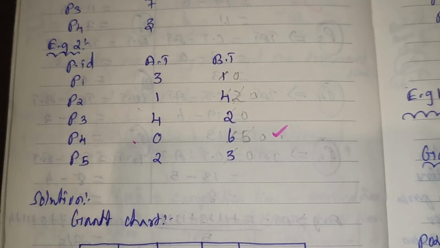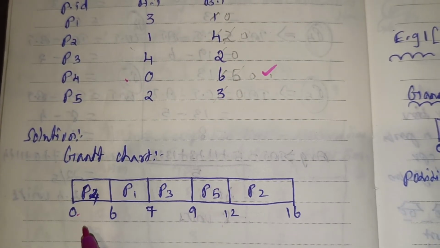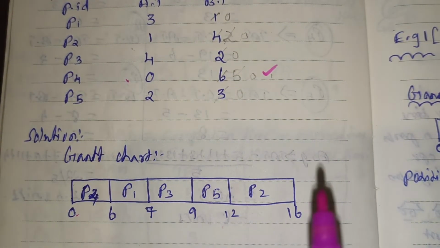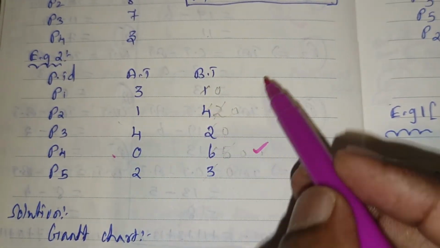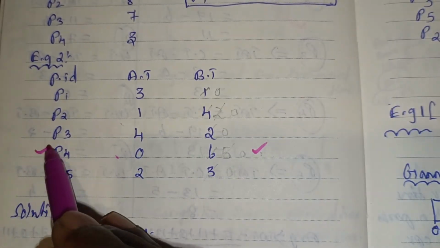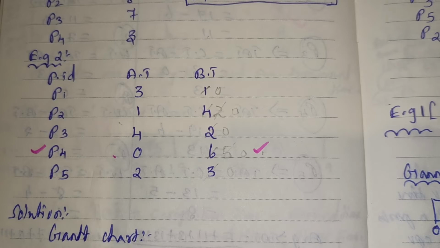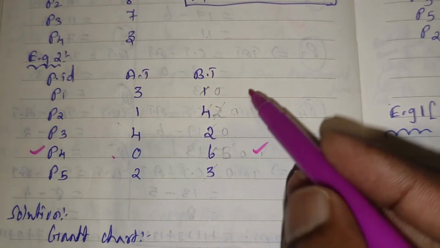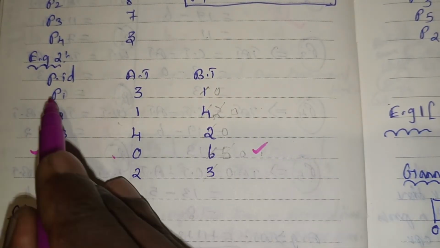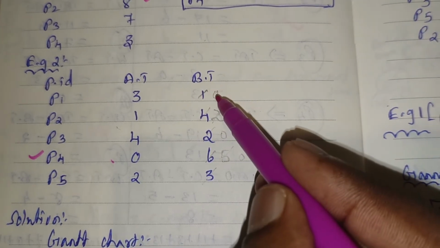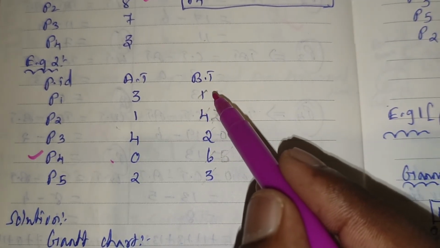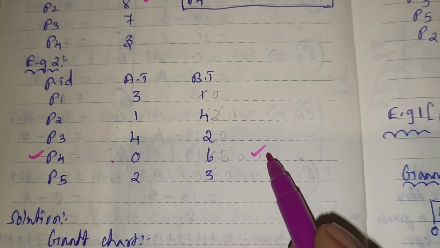So by the time P4 completes its task, all the processes have arrived. That means we need to check only the burst time after P4 has completed its task. Now, who comes next in shortest job first? The one whose burst time is least will be treated first. So P4 is already over, no problem.